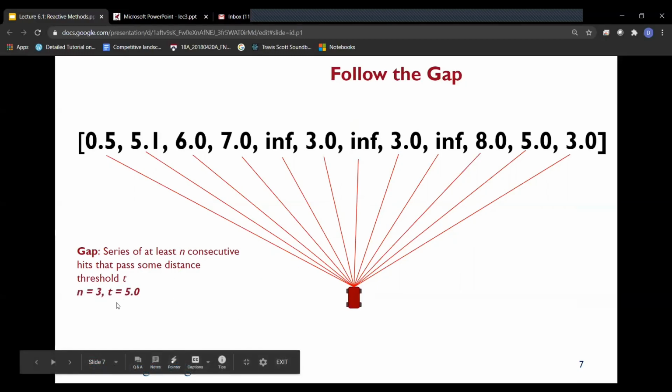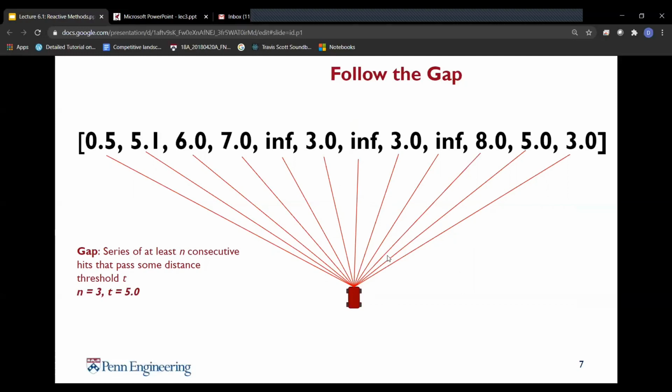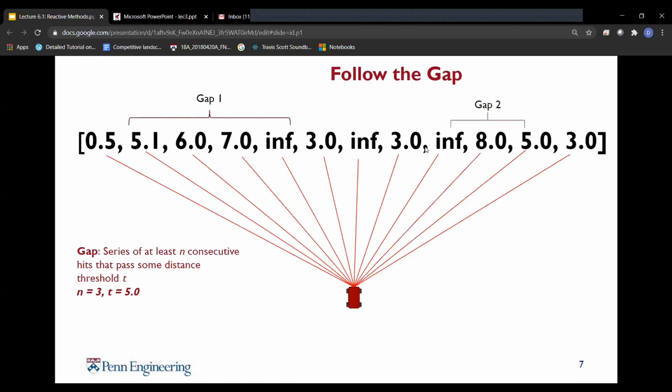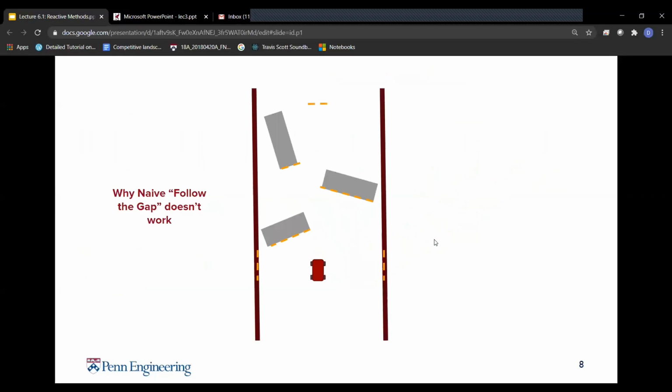Right. So if n is equal to 3 and t is equal to 5, you should probably pause here and figure out what the gaps are. The first gap is this gap of length 4. All of these are greater than 5, and we have at least 3 consecutive hits. And then the second gap is these 3. We have an inf, an 8, and a 5, and then we have 3 consecutive hits. What this algorithm does is that it simply picks the largest gap and steers towards its midpoint.